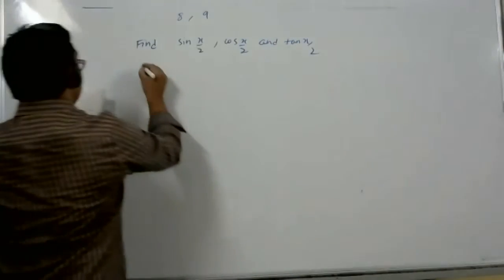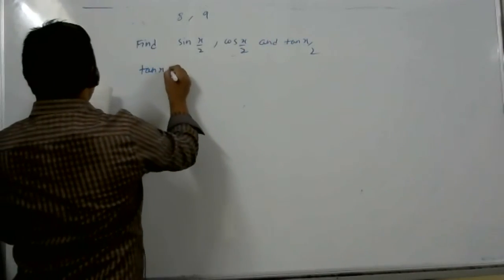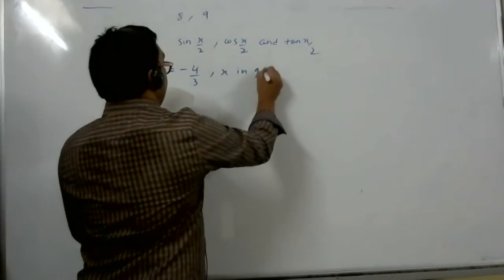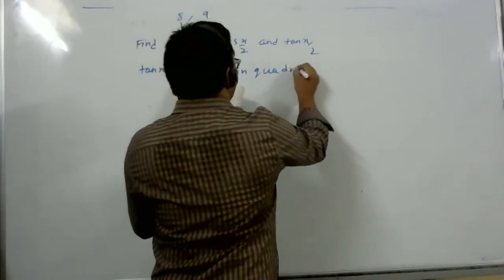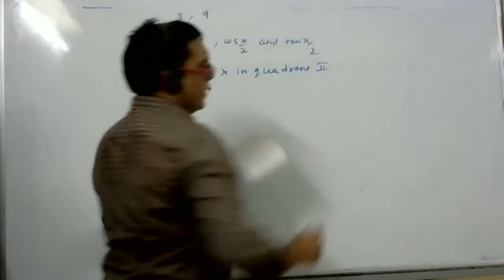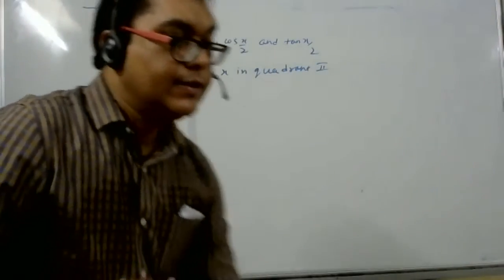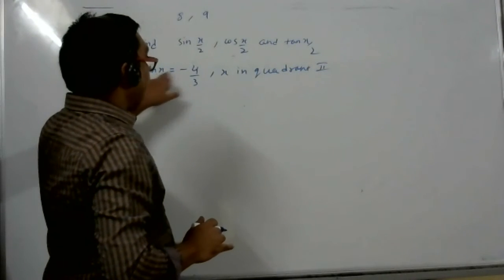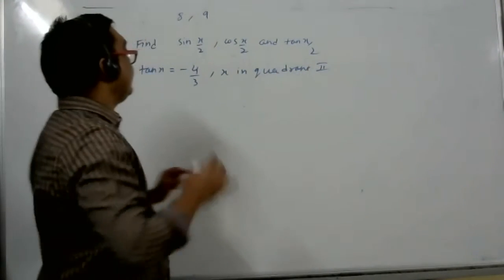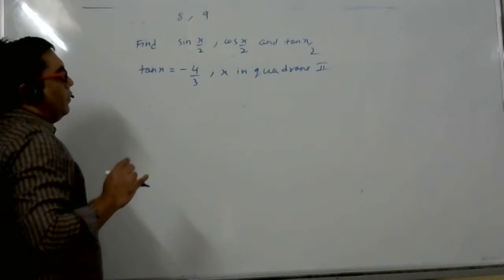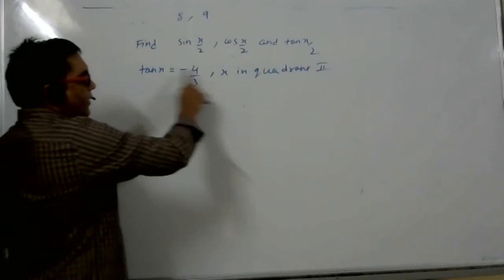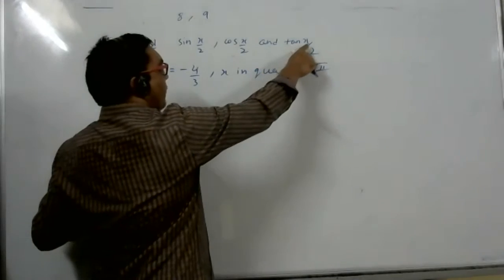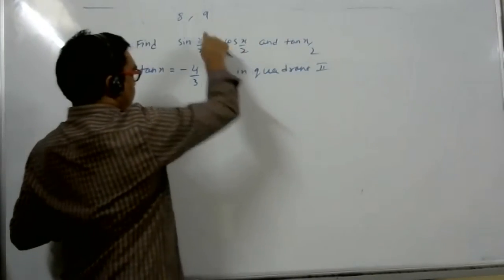And they are telling tan x is equal to minus 4 by 3, and x lies in the second quadrant. Tan x is equal to minus 4 by 3. X lies in second quadrant. So can we do it the triangle way? X lies in second quadrant, but we don't have to find x. We have to find x by 2.